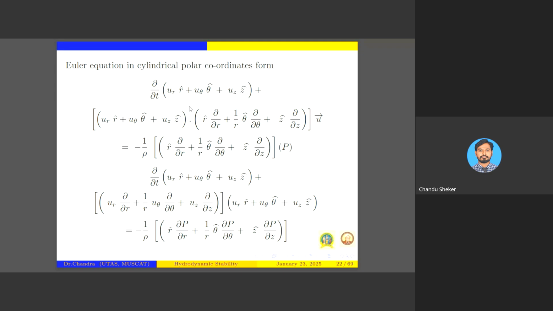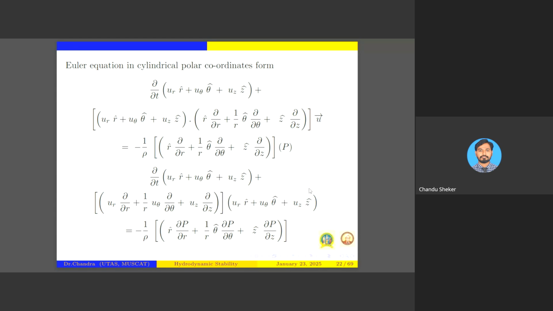Now let us simplify this equation. We'll apply the derivatives, and also do the dot product of these two. Then we'll get the next equation like this. The dot product of these two gives u r dou by dou r plus u theta, means 1 by r u theta dou by dou theta, and the next one u z dou by dou z of u bar.